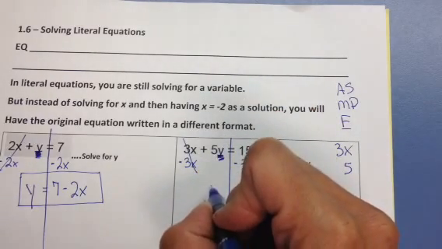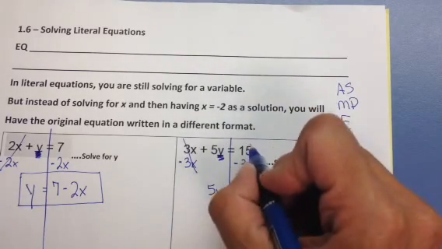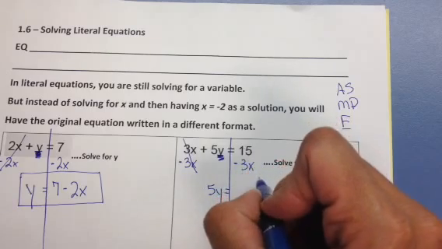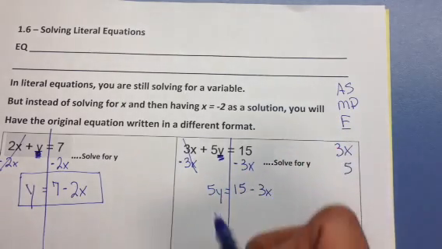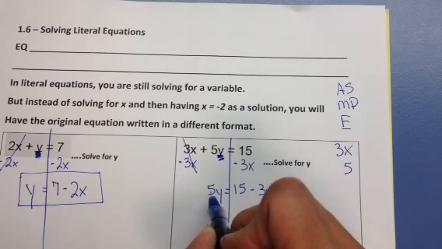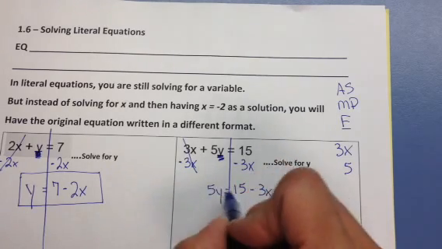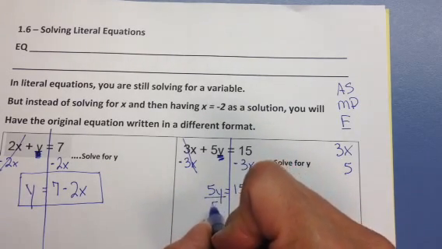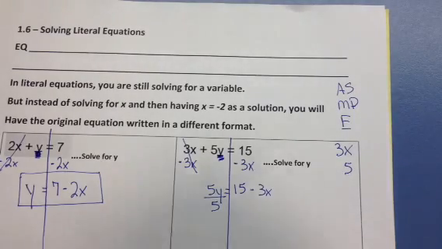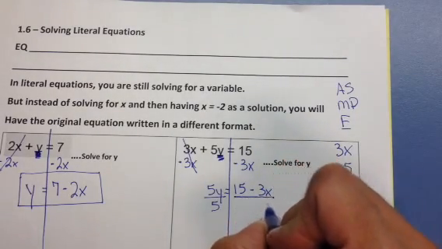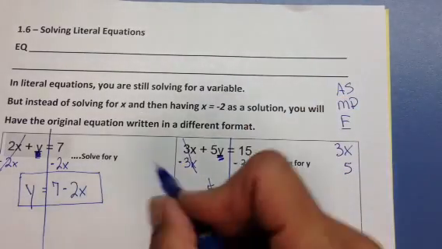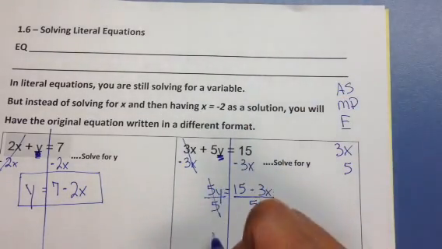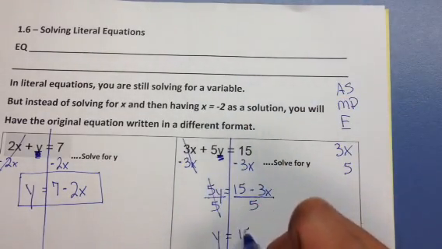On the left side of my line I'm left with 5y, and on the right side I can't again subtract these because they're not like terms, so I'm just going to write down 15 minus 3x. So now what I want to move to get y by itself is the 5, and since the 5 is multiplied, to undo that, the inverse, I will divide by 5. So I'm going to divide this side by 5, and I'm going to take this whole side and divide it by 5. So those 5's cancel out. 5 divided by 5 is 1, and 1 times y is y. And over here is my answer.